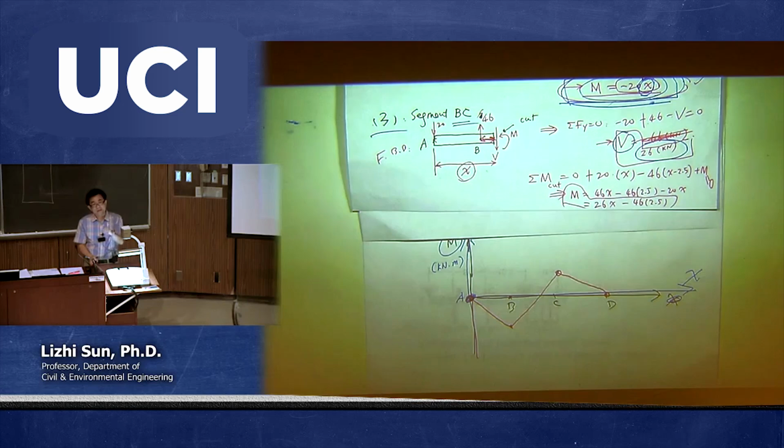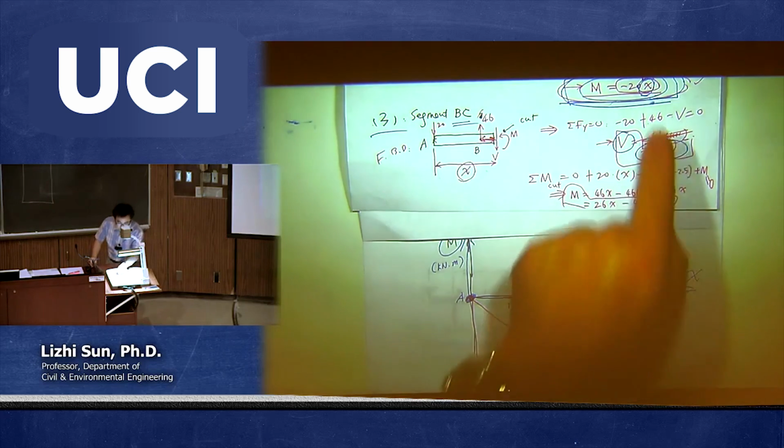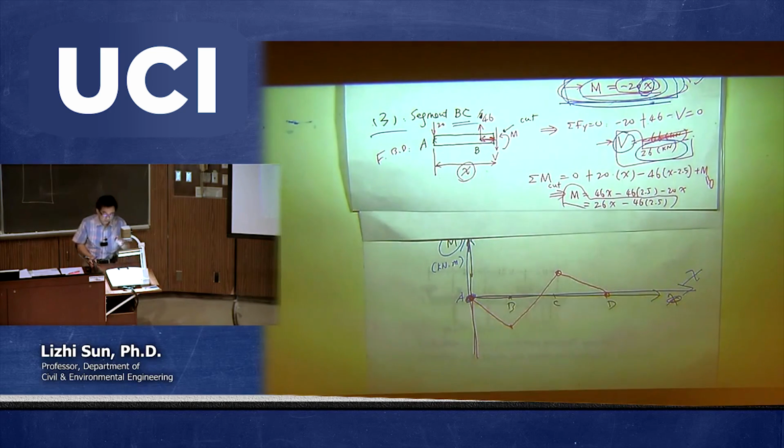You can choose anything you like. You can choose X equal to 1, that's fine. You choose X equal to 2, it's fine. You choose X equal to 2.5, that's fine. But don't choose X equal to 3, because that is beyond the domain. So X is from 0 to 2.5. So I would rather choose X equal to another extreme, which is 2.5. So 2.5 times 20, it's 50. So negative 50.